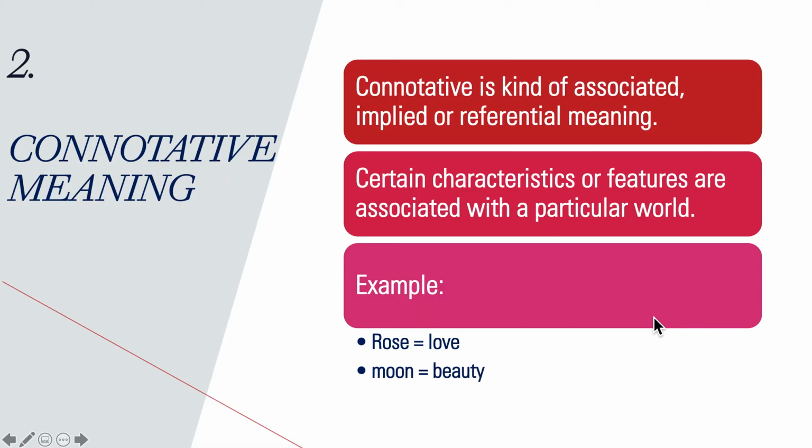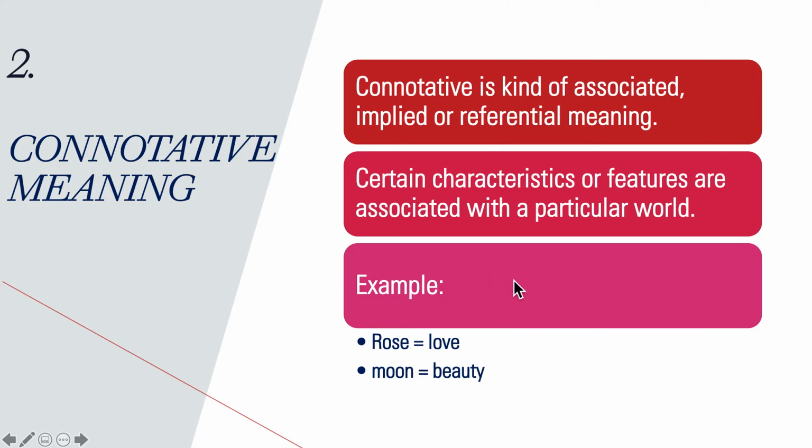Move on to the next. Connotative meaning. Connotative is a kind of associated, implied, or referential meaning. Certain characteristics or features are associated with a particular word. Example: rose, love; moon, beauty.